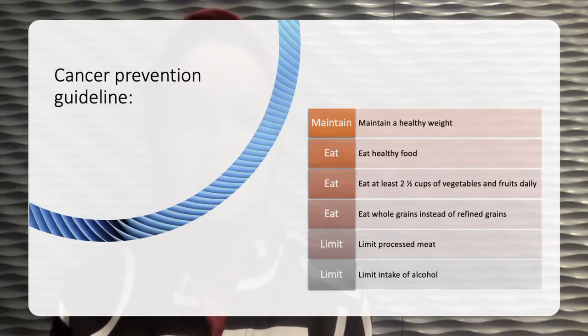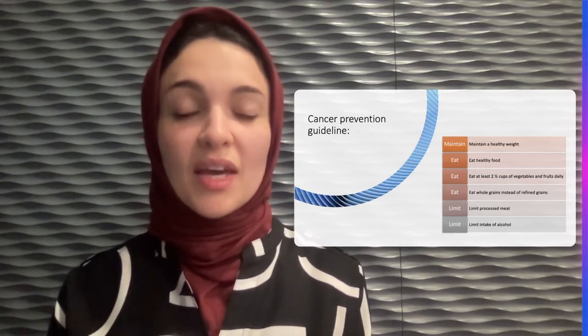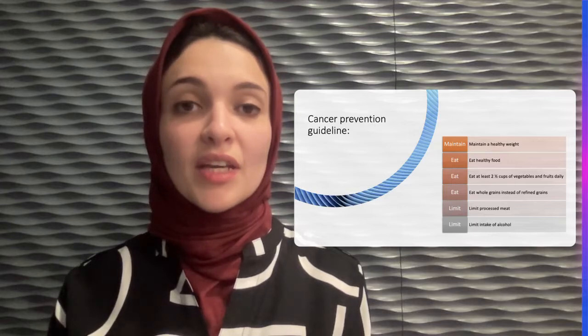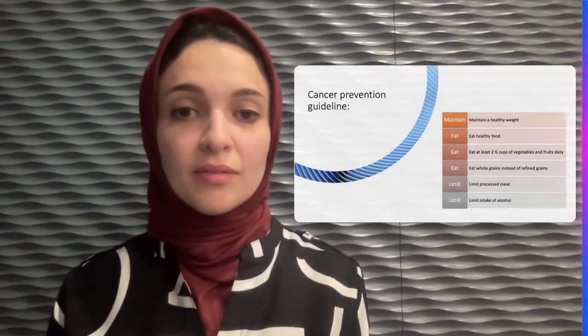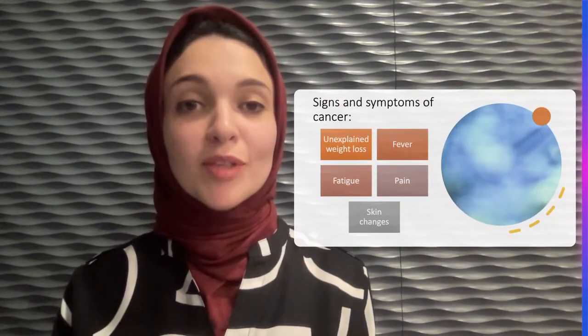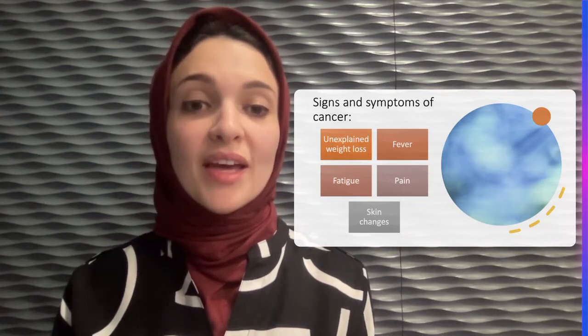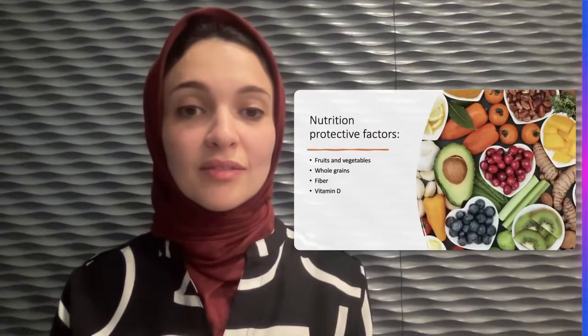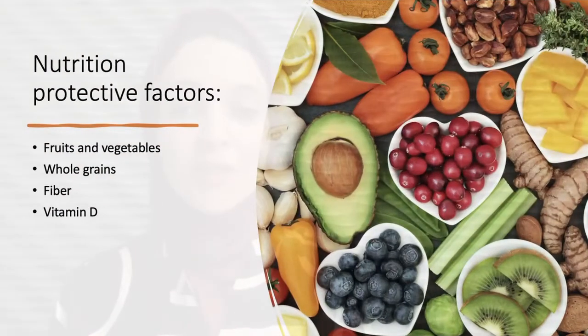Cancer prevention guidelines: we have maintenance, eat, and limit. Maintain the ideal body weight or the healthy body weight. Eat fruits and vegetables. Eat whole grains. Limit alcohol and processed meat. Signs and symptoms of cancer: we have unexplained weight loss, fever, fatigue, pain, and skin changes. Nutrition protective factors: we have fruits and vegetables, whole grains, fiber, and vitamin D.